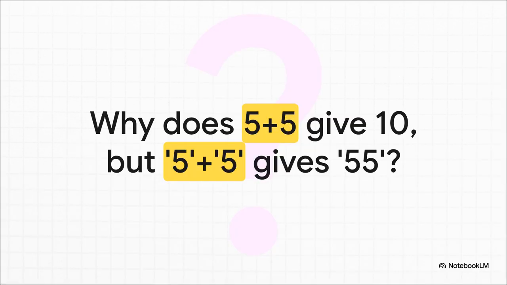So, let's just jump right in with a puzzle that you've probably seen before. Why is it that sometimes when you add 5 and 5 you get 10, but other times you get 55? The answer to this little riddle is the entire reason we're talking today. Python needs to know what kind of information it's working with. Is it a number that you can do math with, or is it a piece of text that you just stick together? Getting that difference is absolutely everything.